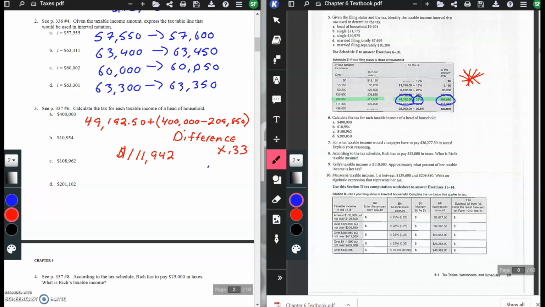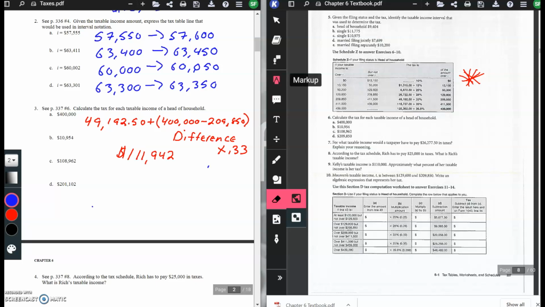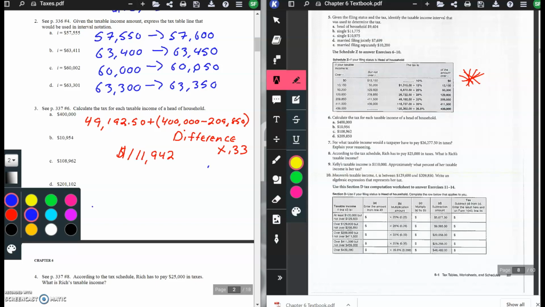Okay, let's try another one. I'm going to erase my stuff in the table so we can start a new one. And let's look at problem D, 201,102. 201,102 is going to fall between 192,600 and 209,850. So 201 falls between that range. So we're going to use this formula off to the side here.